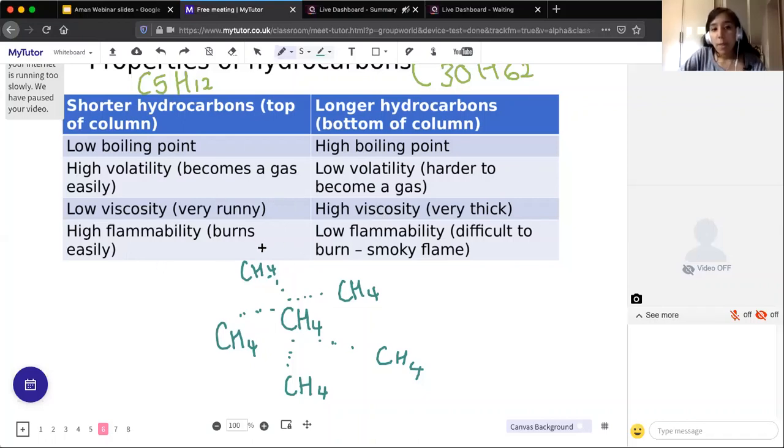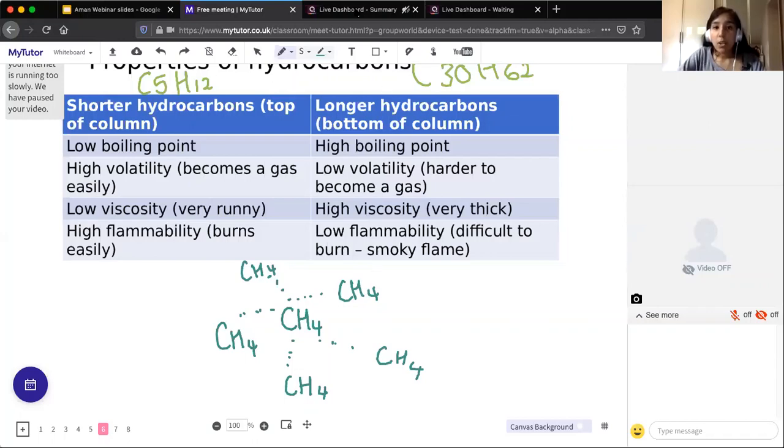The last property that we need to know about is flammability. Flammability is about the ability of something to burn, specifically in oxygen. Short hydrocarbons have high flammability, which means that they burn really, really easily. We are going to be covering that tomorrow when we look at the burning of alkanes. Longer hydrocarbons tend to have low flammability. That means they find it difficult to burn, and they tend to burn with what we call a smoky flame. A smoky flame means that it's going to be more sooty, have a lot more black in it, and it's not going to be as clean a flame.